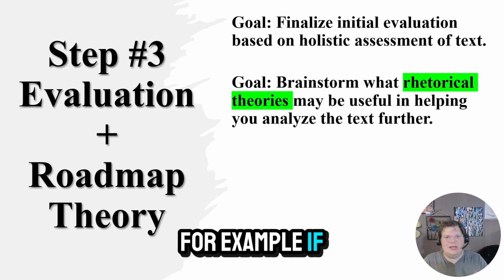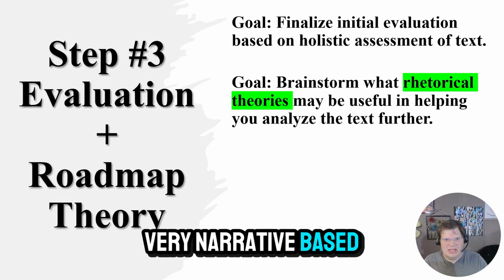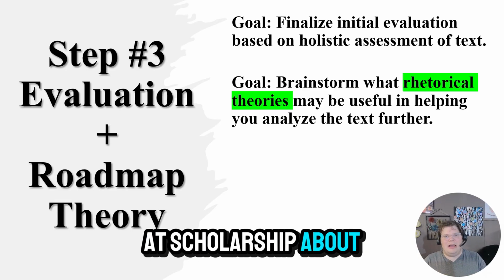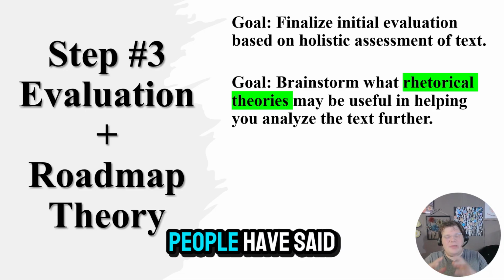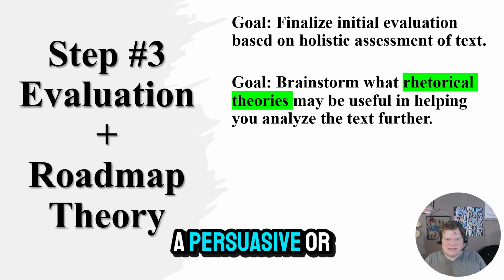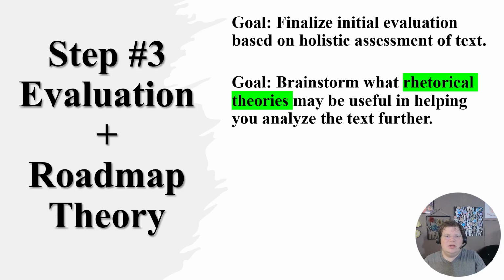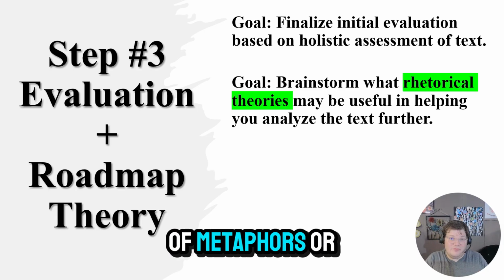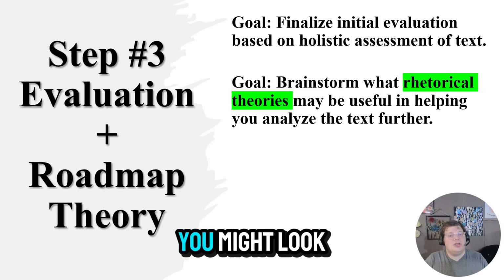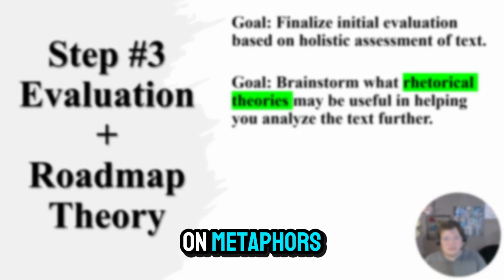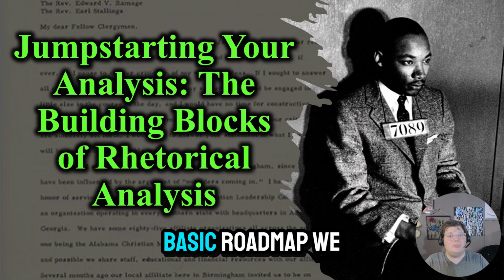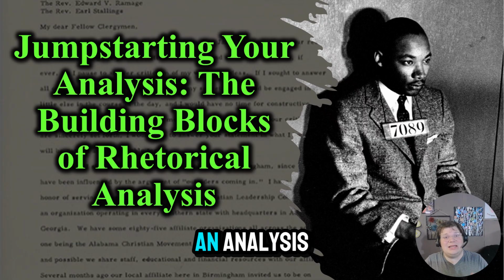For example, if your text is very narrative-based, you might look at scholarship about narrative to see what people have said about what makes a persuasive or successful narrative. Likewise, if you see a bunch of metaphors or stylistic devices, you might look up the scholarship on metaphors. Now, those 3 steps are the basic roadmap we can use when we're starting an analysis.